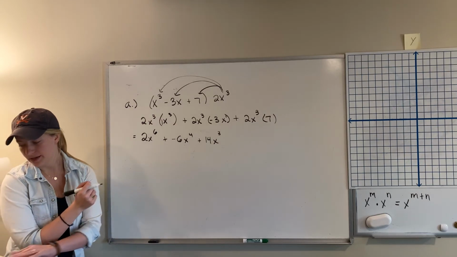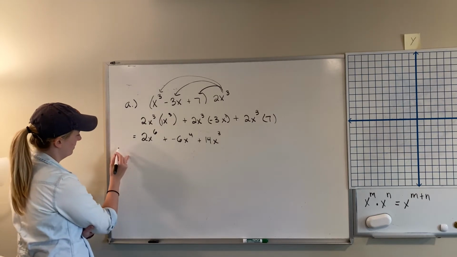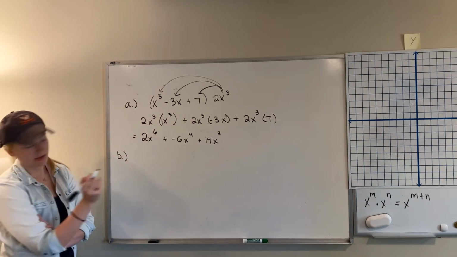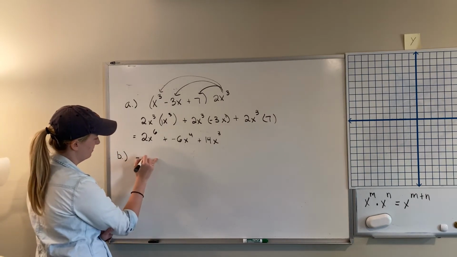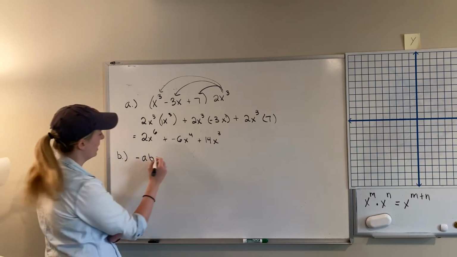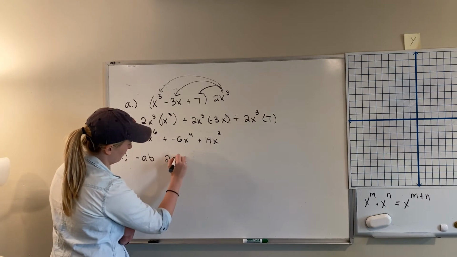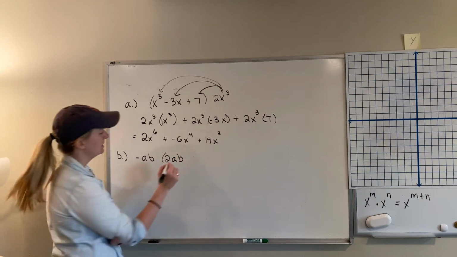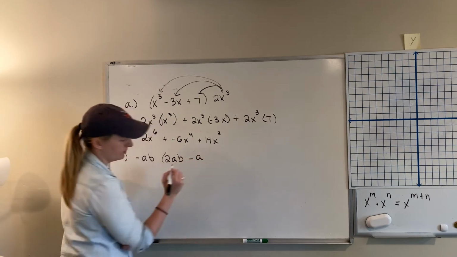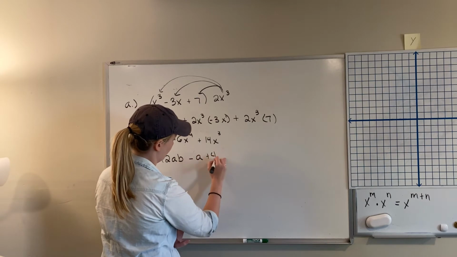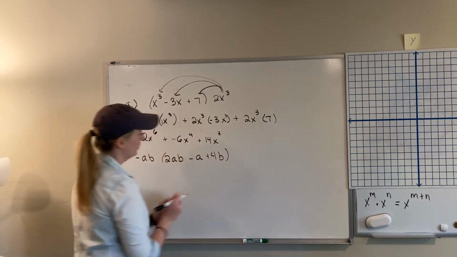Looking at B, we have negative AB on the outside, and then on the inside, 2AB minus A plus 4B. And we're going to do the same thing.